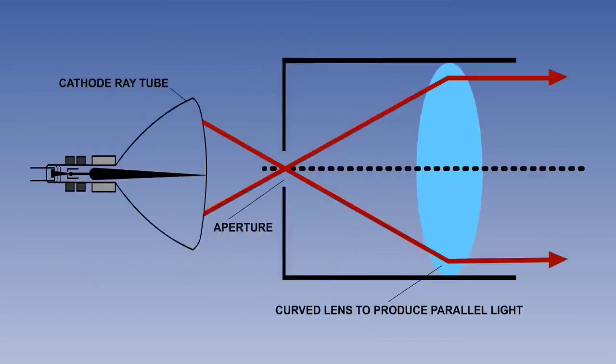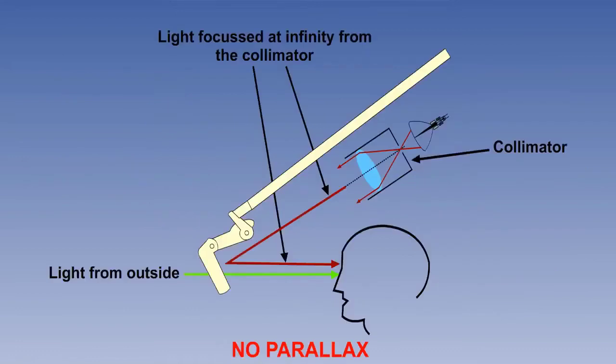A collimator is an optical device which usually incorporates a curved mirror or lens with the light source and image at its focus. This arrangement replicates a target at infinity. A secondary advantage is that there is no parallax. Parallax on normal instruments is simply caused by viewing the instrument from slightly to one side instead of from the front.